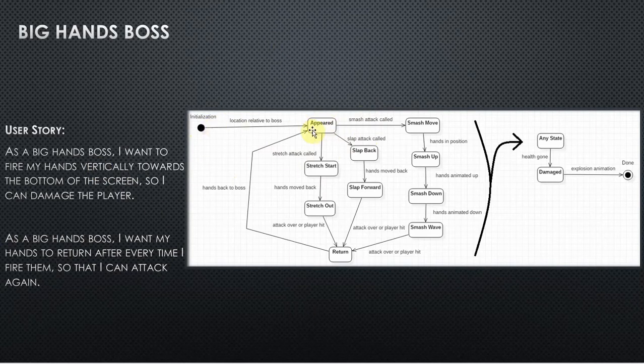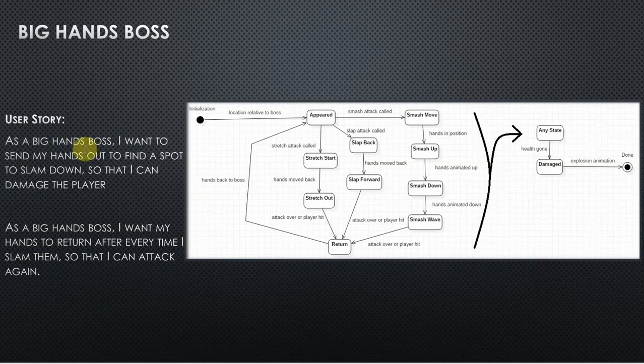So once the big hands are added, they're added in a location relative to the big hands boss. Then they'll be in appeared state. Once the attack is called from the big hands boss, in this case the stretch attack, it goes into a stretch start state when the hands move back to give the player an indication that they're going to be shooting forward. Once they move back far enough, they go into a stretch out state, which is where they go towards the bottom of the screen. Once they hit the bottom of the screen or they hit the player, they go into a return state, in which case they go back to the location of the boss and back to appeared. So they return every time, and they're fired vertically down the screen.